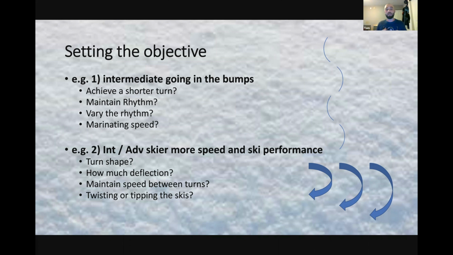Or if we have an intermediate or advanced skier who's looking for more speed and ski performance, well, are they twisting the ski more than tipping the ski? Are they using a shorter turn shape rather than taking that turn shape down the hill? How much deflection are they getting from their skis? So again, if we've got a really clear objective, we can look at how our students are achieving it or not. And then what part of their skiing is maybe, again, trying to find that limiting factor. What's going to unlock their potential to help them achieve the objective.